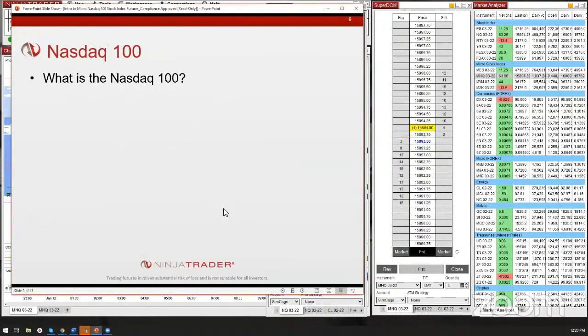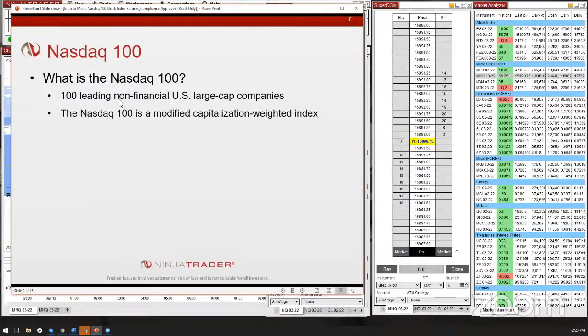Okay, so what is the NASDAQ 100? And we'll get into some trade examples and trade ideas in a minute. It's 100 leading non-financial U.S. large cap companies. It's no longer just tech firms. I mean, there's a lot of tech firms in it, but it's non-financial by definition. It's a modified capitalization weighted index. Bigger companies have a bit more oomph in terms of the price calculation.